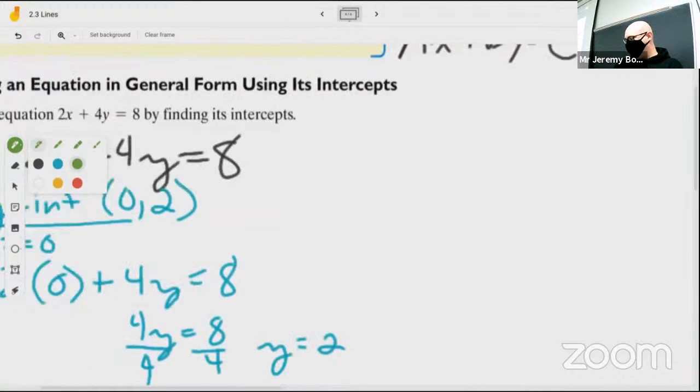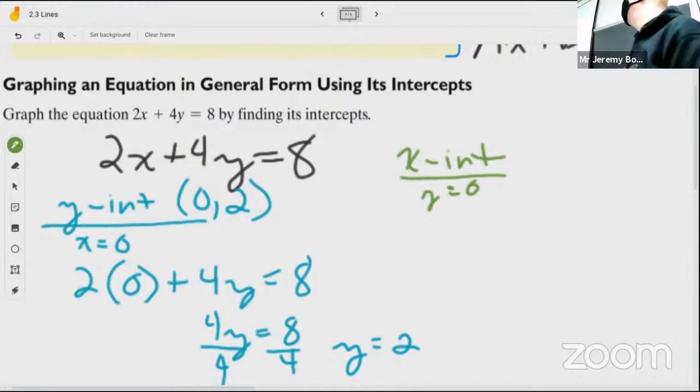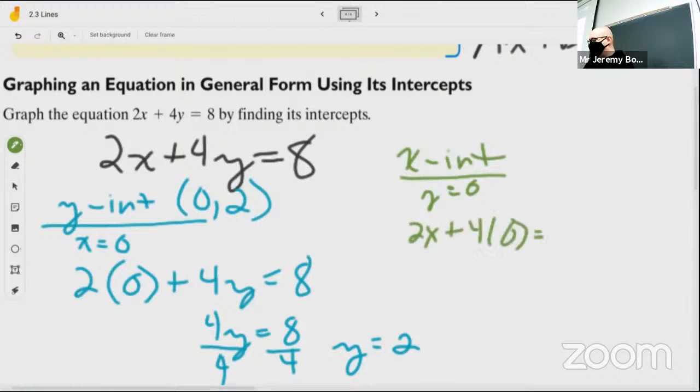Let's do it here. All right, let's talk about x-intercept. How do we find the x-intercept? Y is equal to 0 for the x-intercept. Crossing the x-axis, and all along the x-axis, y is equal to 0. So we're going to set y equals 0, and we're going to say 2x plus 4 times 0 is equal to 8.